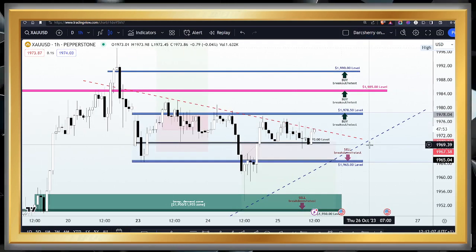So I do hope you are going to be marking out these levels on your chart, as you will be needing them as a reference point to guide your independent trading decisions for today.